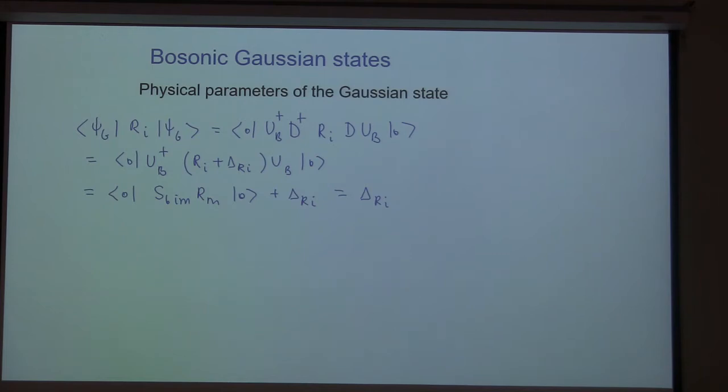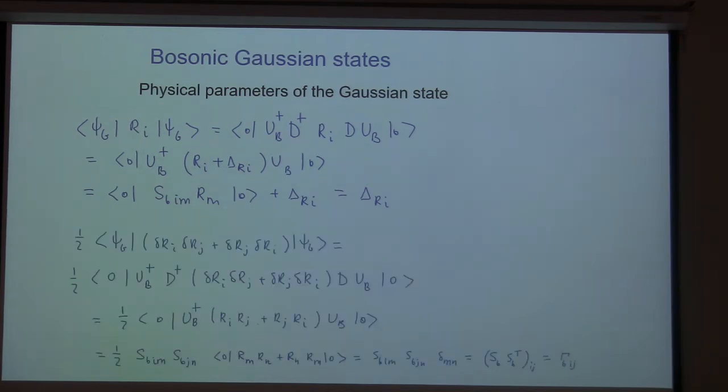What's left to calculate is just the expectation value of R in vacuum. But of course, what's the expectation value of X in vacuum? It's just zero. And therefore this is zero. That's how we very easily find the expectation value of R in the Gaussian state.